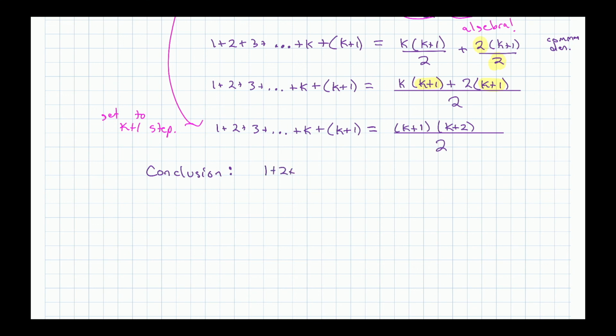1 plus 2 plus ... plus n equals n times n plus 1 over 2, for all n equals 1, 2, 3, ... End of proof.